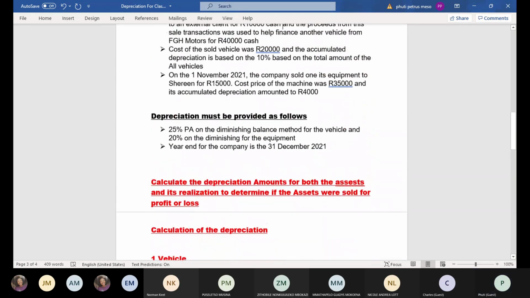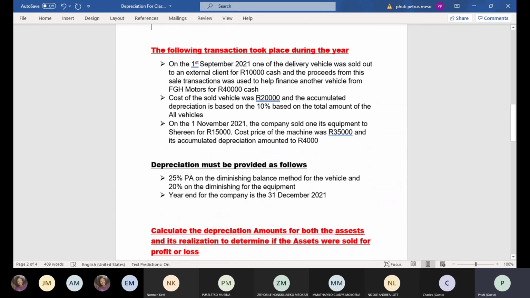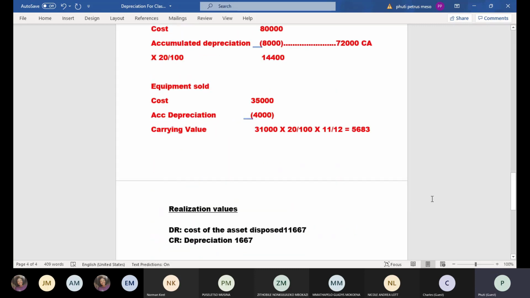Asset vehicle. So it says that the cost of the asset sold was 20,000 rand with its accumulated depreciation that is based on 10% of the total amount of this. Meaning that your cost will be 20,000 rand. So the cost of the asset disposed amounted to 20,000 rand. That's going to be on your debit side, right?